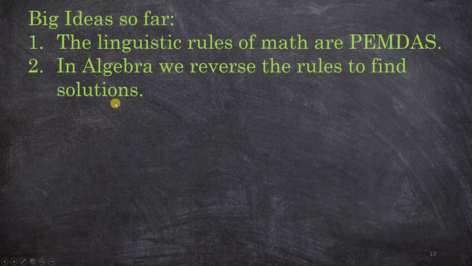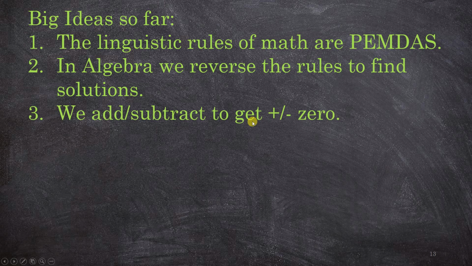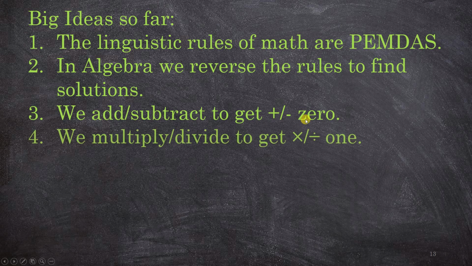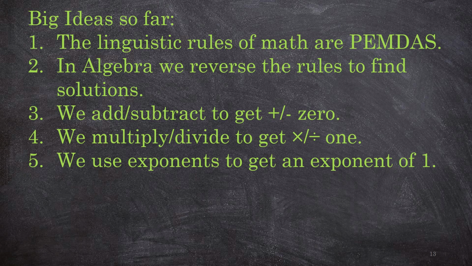Now, algebra, what we do is we reverse those rules in order to find solutions. And so the idea is we want to do the opposite of add or subtract in order to be adding or subtracting a 0, because plus 0 doesn't change anything. If we're going to do the opposite of multiplication or division, we're trying to get a 1. Times 1, divide by 1, doesn't change anything.